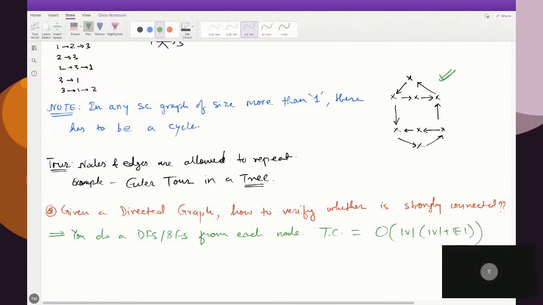Find a tour of all vertices. No, just saying that find a tour of all vertices is not correct. How do you find that tour, right?